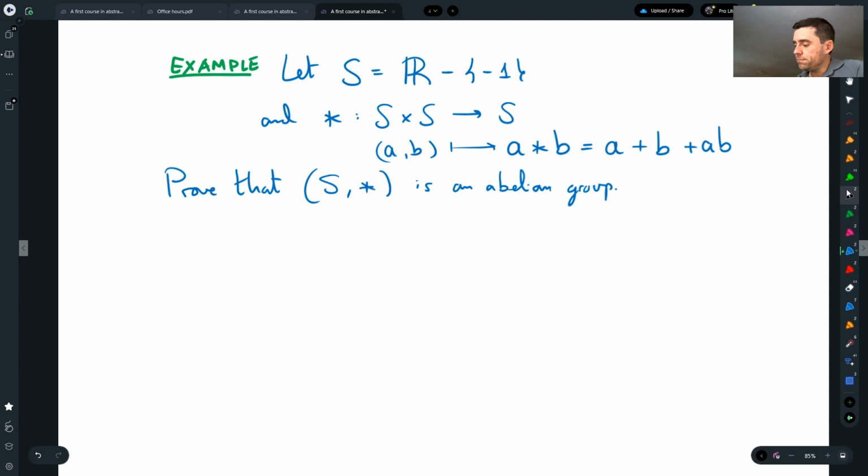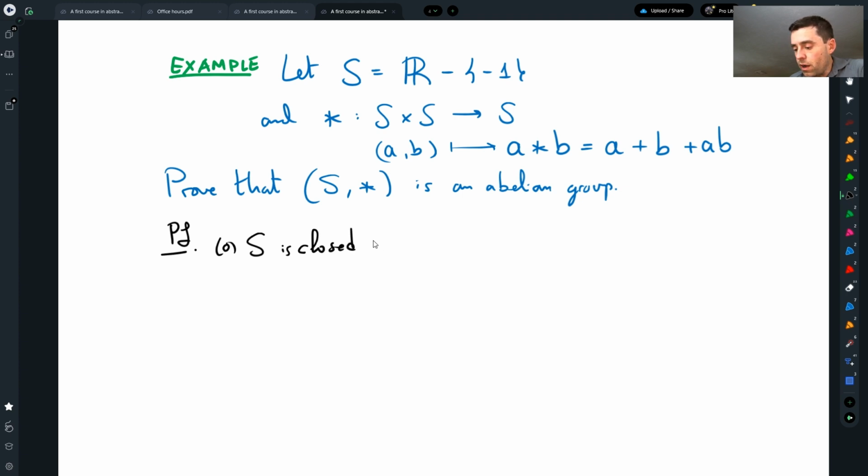So let's go ahead. I'm going to switch to black for the proof. And the very first step is to show that S is closed under star. So what we need to know is that for every A and B in S, so every number that is not -1, A star B is also in S. So we have to check that A star B is not -1.